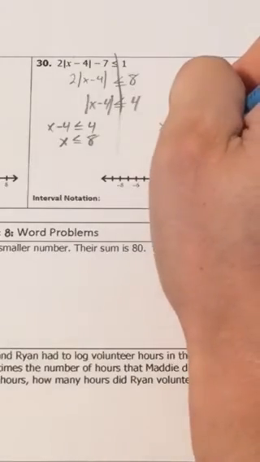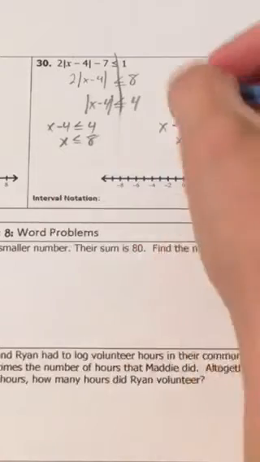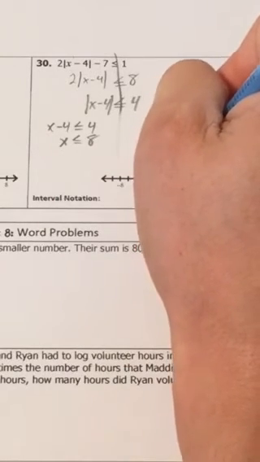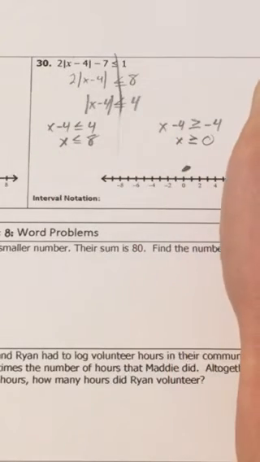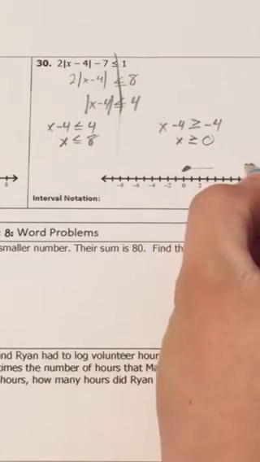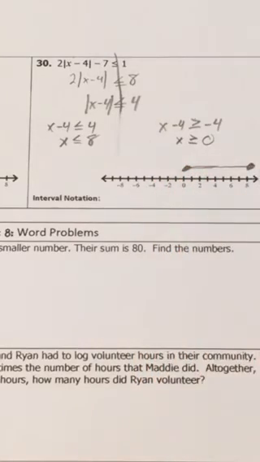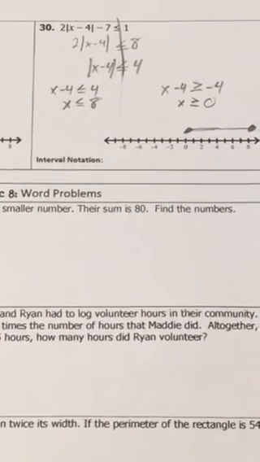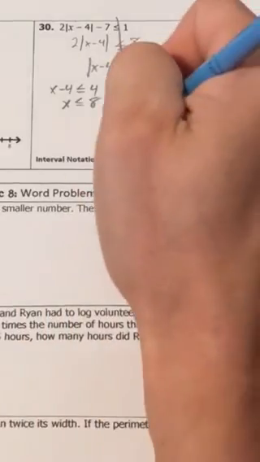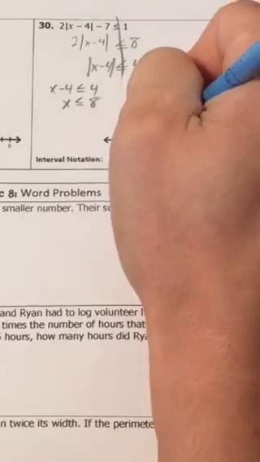So these are both equal to, so it's going to be a closed dot at 0 and a closed dot at 8. Greater than 0, less than 8. They meet in the middle. Okay, interval notation is going from 0, including 0, so it's a bracket, all the way up to 8, and including 8.